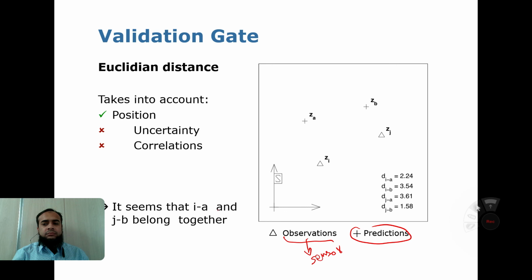So it seems that IA and JB belong together. IA has a distance of 2.24 and JB is 1.5, so it seems that this is close to this one. The distance between IA and the distance between JB are close to each other, so we can match this thing. For example, IA, and here IB, observation and IB.